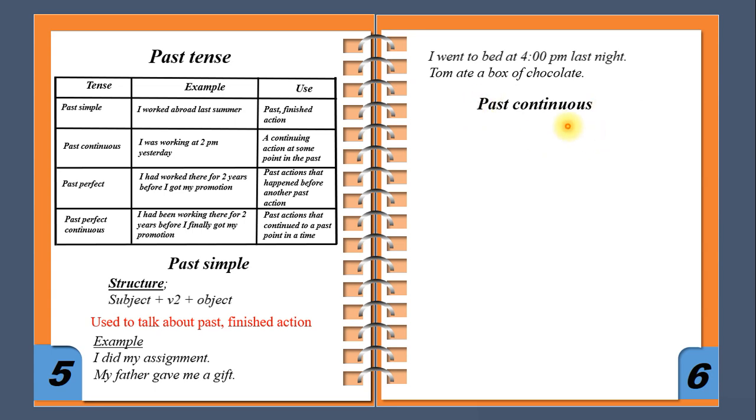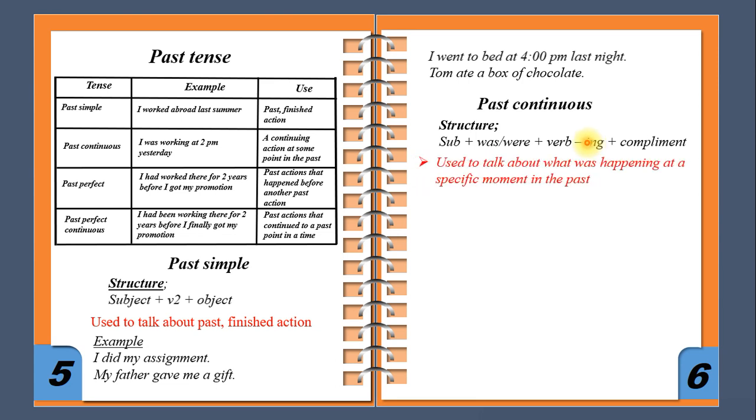The other one is past continuous. Past continuous structure: subject plus was or were plus verb-ing plus the object or the complement. The past continuous is used to talk about what was happening at a specific moment in the past. What was happening? Happening indicates a duration of time in the past.